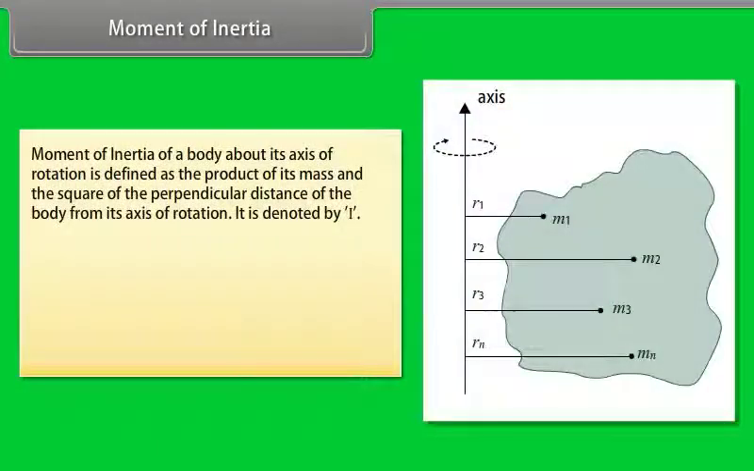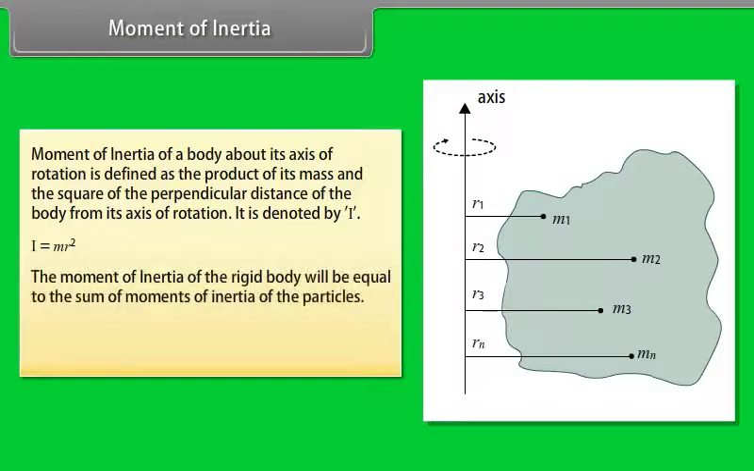Moment of inertia. Moment of inertia of a body about its axis of rotation is defined as the product of its mass and the square of the perpendicular distance of the body from its axis of rotation. It is denoted by I. I is equal to m r square. The moment of inertia of a rigid body will be equal to the sum of moments of inertia of the particles. Its expression is given by I is equal to summation from i is equal to 1 to n of products of mi and ri square.